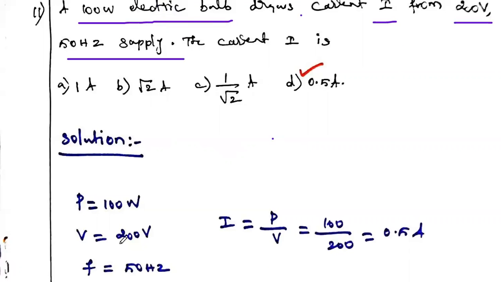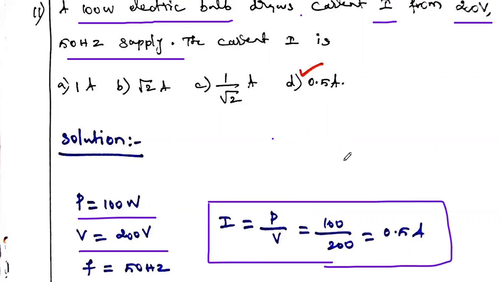So here, in order to solve that one, first we have to note down the given data. The power is given, P equal to 100 watts, and voltage is 200 volt. The frequency is 50 hertz. Our question is to find the current I. Here the power and voltage are given, and we already know the relation: power P is equal to V into I. The power is nothing but the product of voltage and current.